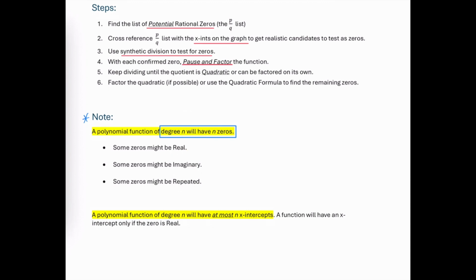Another reminder is that we only get x-intercepts at the real zeros. If we do get an imaginary zero, we won't get an x-intercept there. So a polynomial with degree n might have n x-intercepts, but that's only if all of them are real and none of them are repeated.